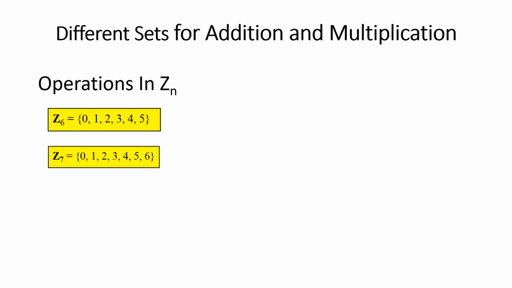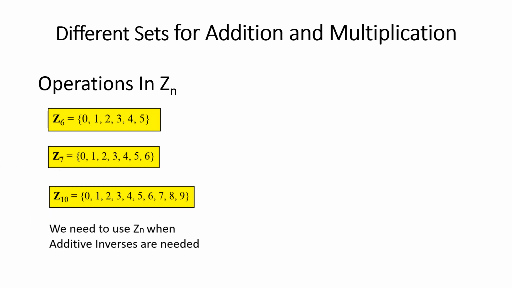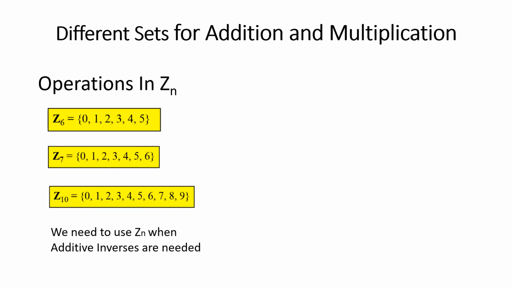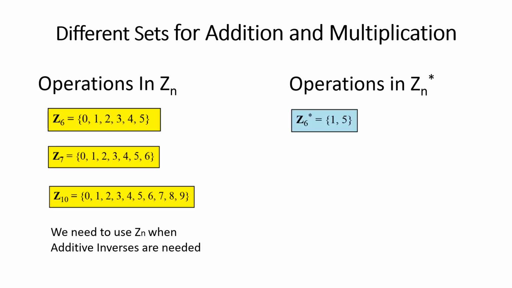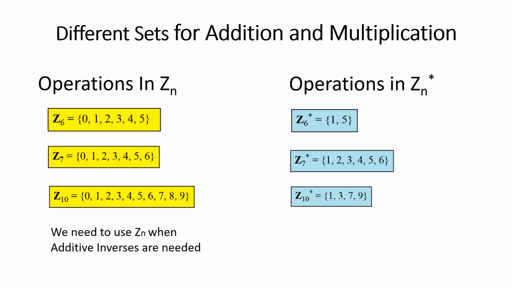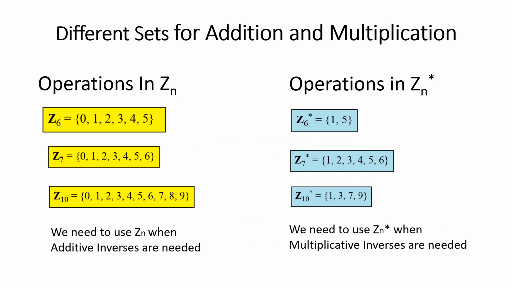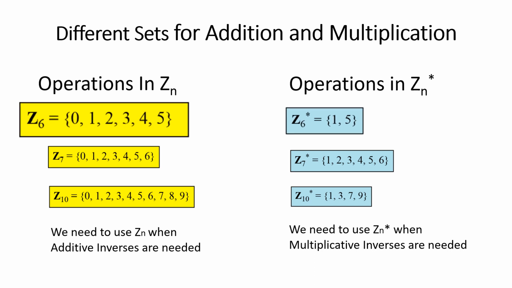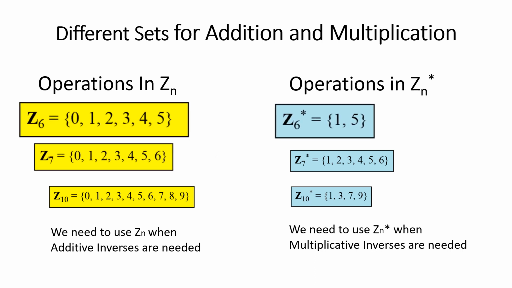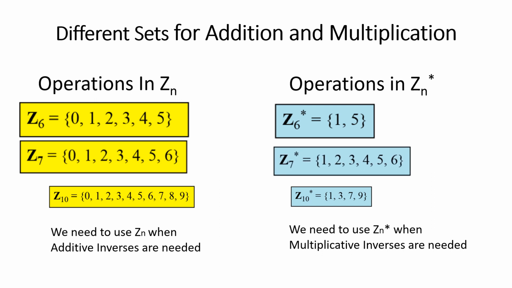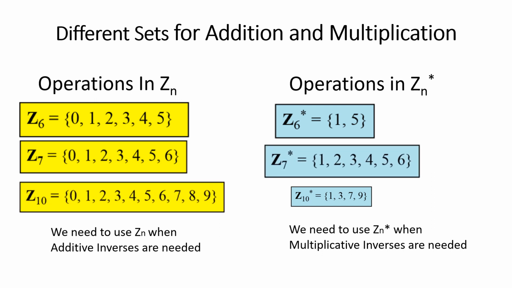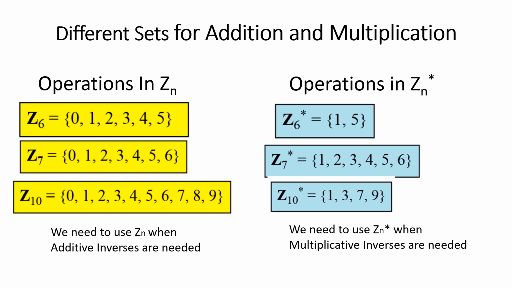On the other hand, if the operation, encryption/decryption algorithm, is multiplication, Zn cannot be the set of possible keys because only some members of the set have a multiplicative inverse. Each member of Zn has an additive inverse, but only some members have a multiplicative inverse. Each member of Zn* has a multiplicative inverse, but only some members have an additive inverse.